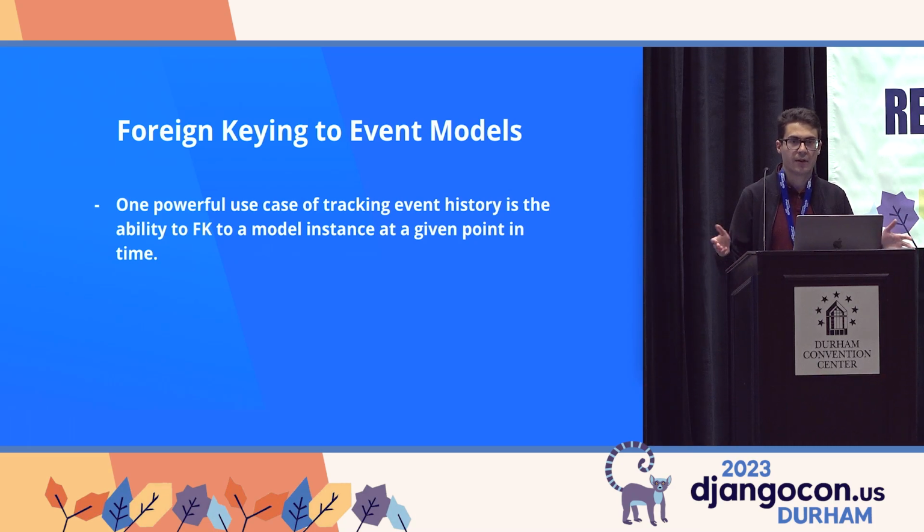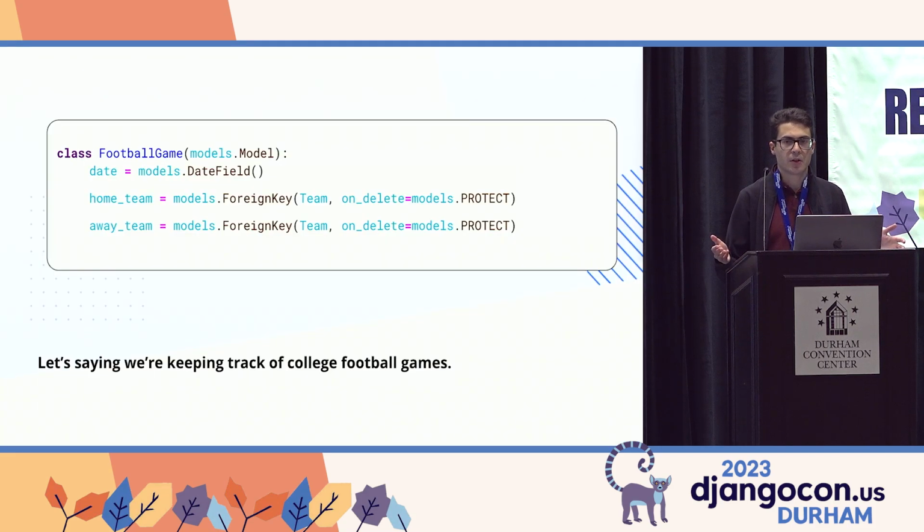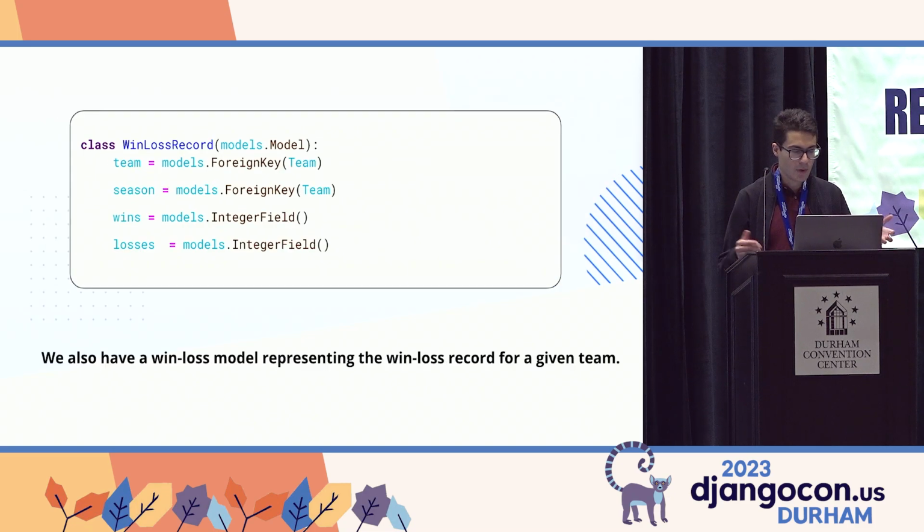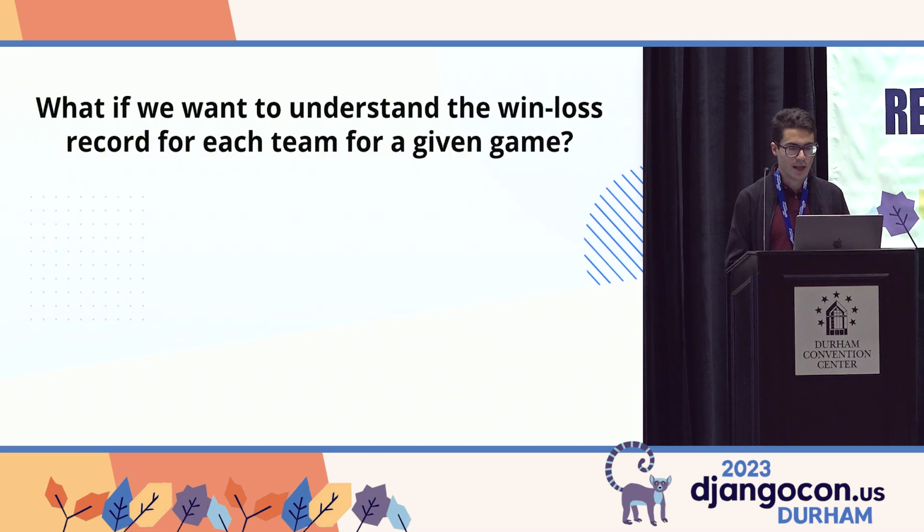The next thing I'm going to go into here is use cases around foreign keying to event models. This is useful because it can really be helpful to understand a model at a given point in time without having to add additional fields to that table to understand it at a higher granularity. An example I'm going to talk about is, let's say we have some fantasy sports application, and we're tracking football games. So we have a home team and an away team. We also have another table that tracks the win-loss record for a given team in a season, and we want to understand the win-loss record for each team for a given game.